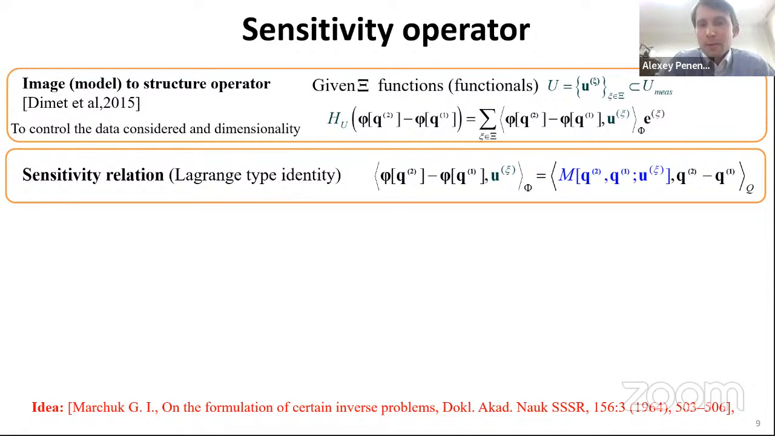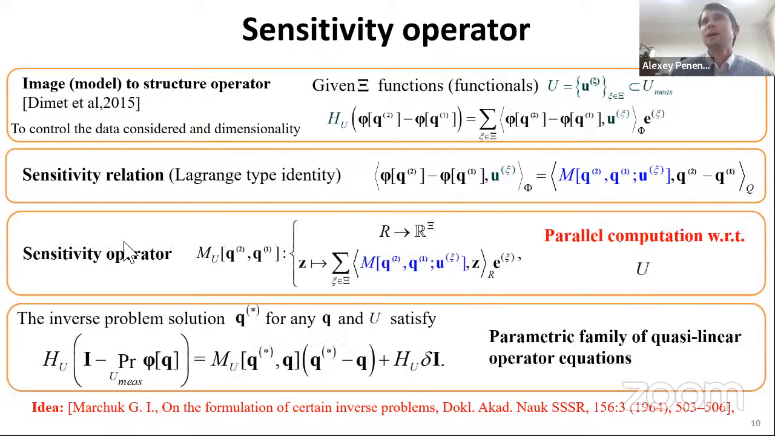How can you, for example, calculate the adjoint problems for every pixel of our image? It's pretty hard because you have to solve very many adjoint problems. Then you have to somehow aggregate this data. And in order to do this, we introduce the image-to-structure operator that does this aggregation and depends on some set of projection functions on the measurement data. And then, following the idea, we collect them into a single sensitivity operator, which can be evaluated in parallel. And then we have the parametric family of quasi-linear operator equations.